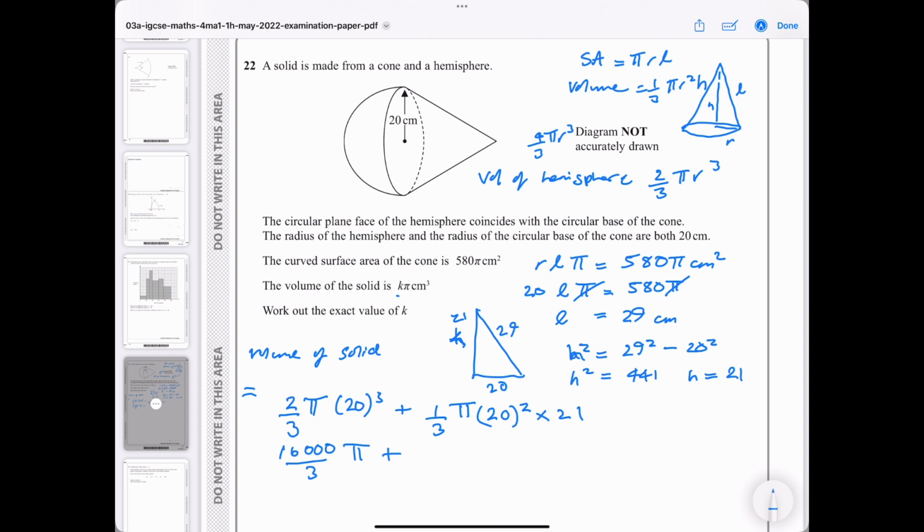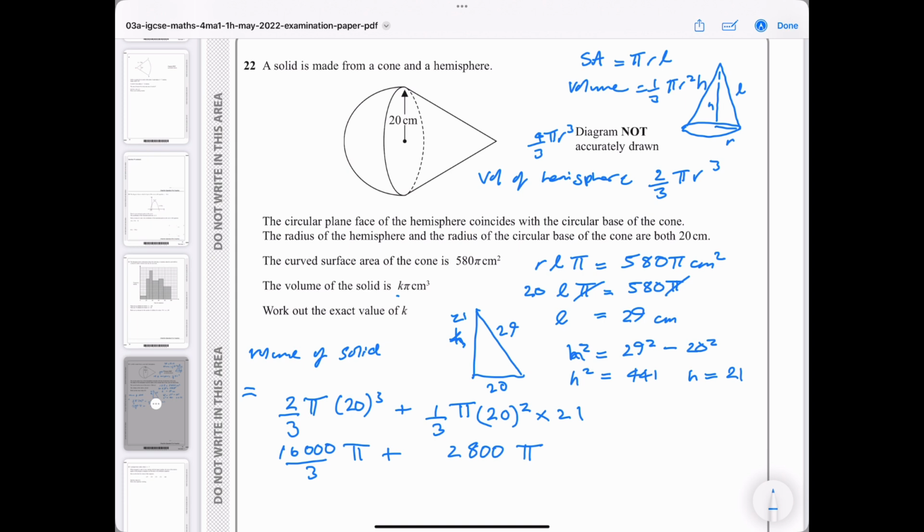Did I just get that right? Let's try that again. Oh, it's going to be nice, isn't it? Because it's 21. It equals 8,400, and divided by 3 equals 2,800 pi. And that's the actual answer.